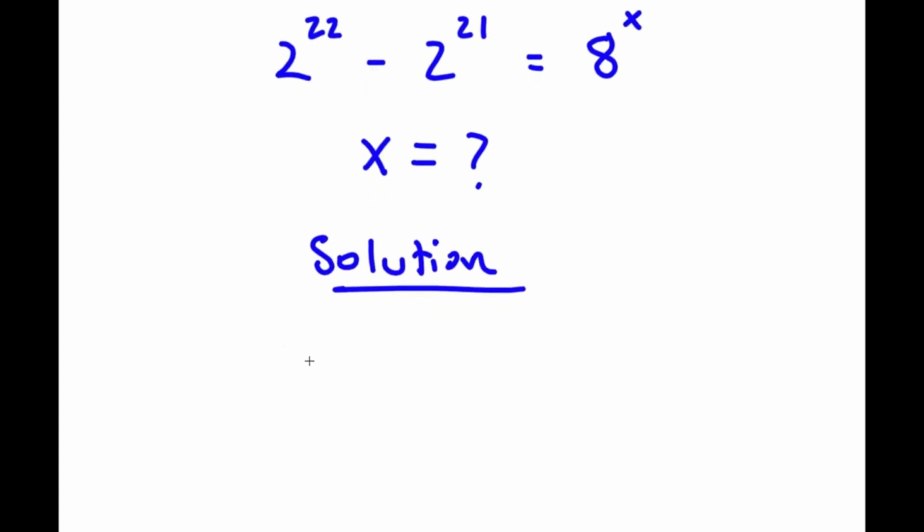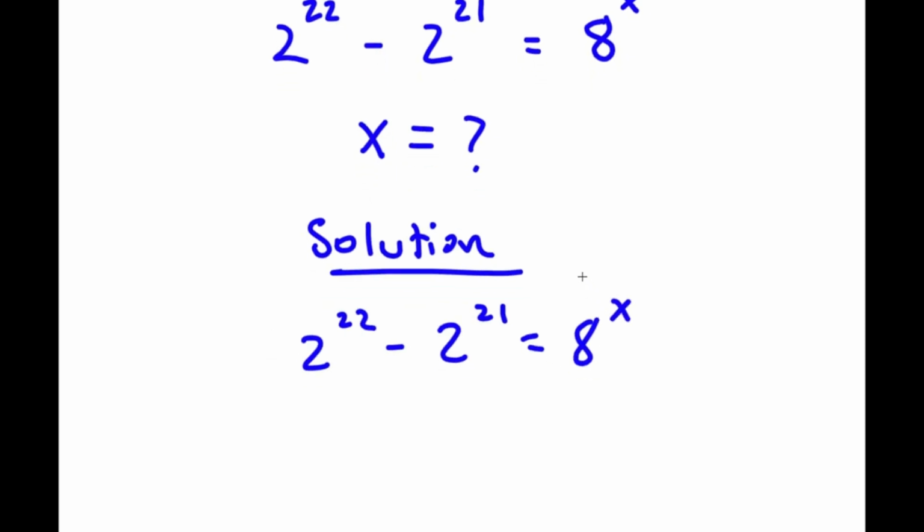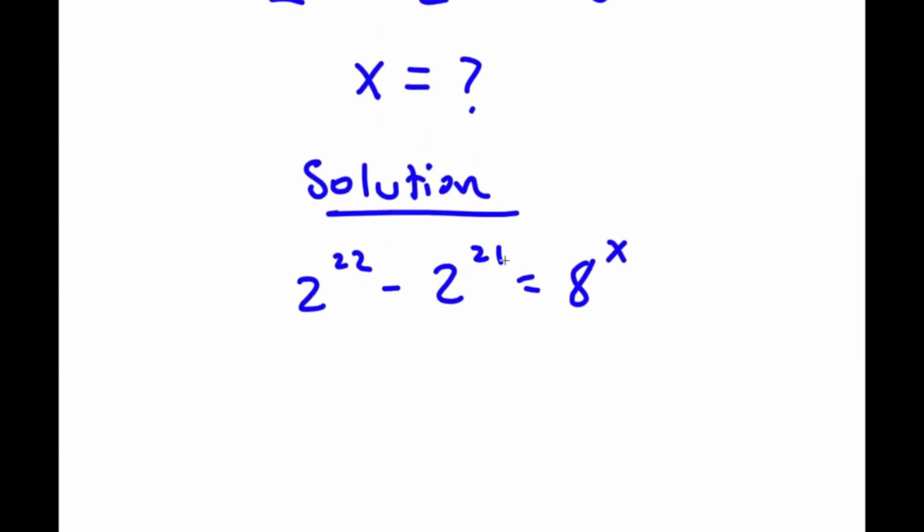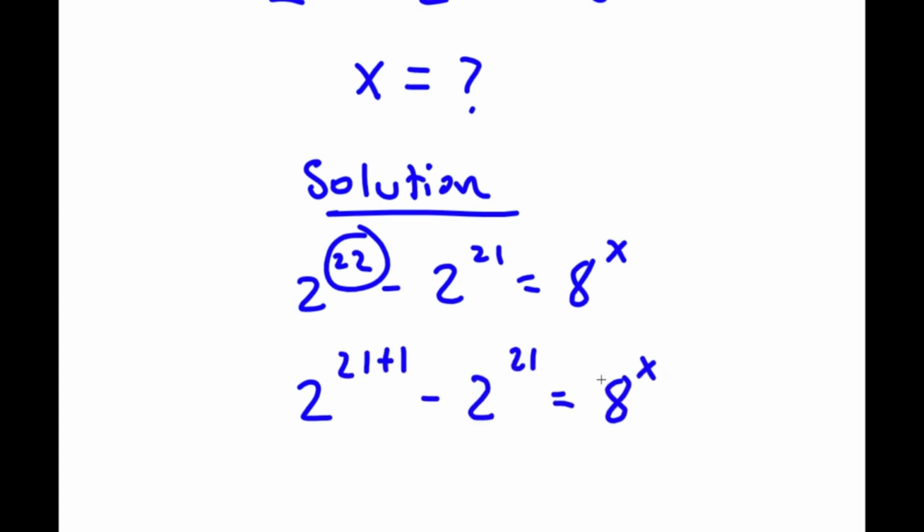So for my solution, first start with 2 to the power of 22 minus 2 to the power of 21 is equal to 8 to the power of x. Now, it's 22 here. This is the same thing as 21 plus 1. So I'm going to rewrite this as 2 to the power of 21 plus 1 minus 2 to the power of 21 is equal to 8 to the power of x.